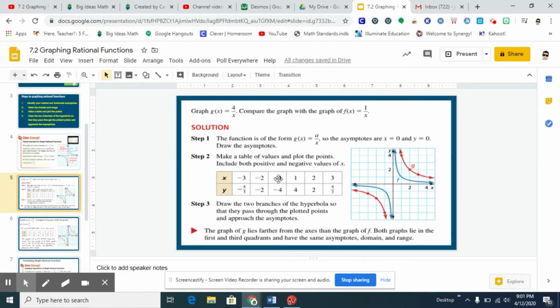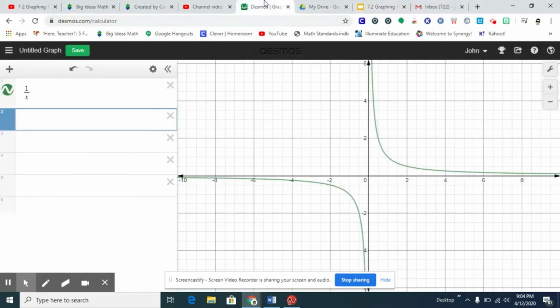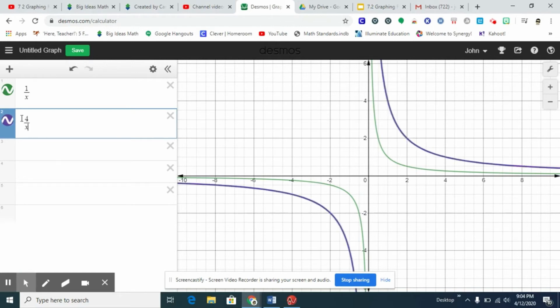Next, make a table and plot the points. Now, I will teach you a trick. Some of you might remember this. So how do we create a table? Actually, you don't need to create a table. You would just copy the table. And how do we do that? We would graph our g of x, which is equal to 4 over x. How do we use our Desmos calculator? You would type here the function, which is 4 over x.